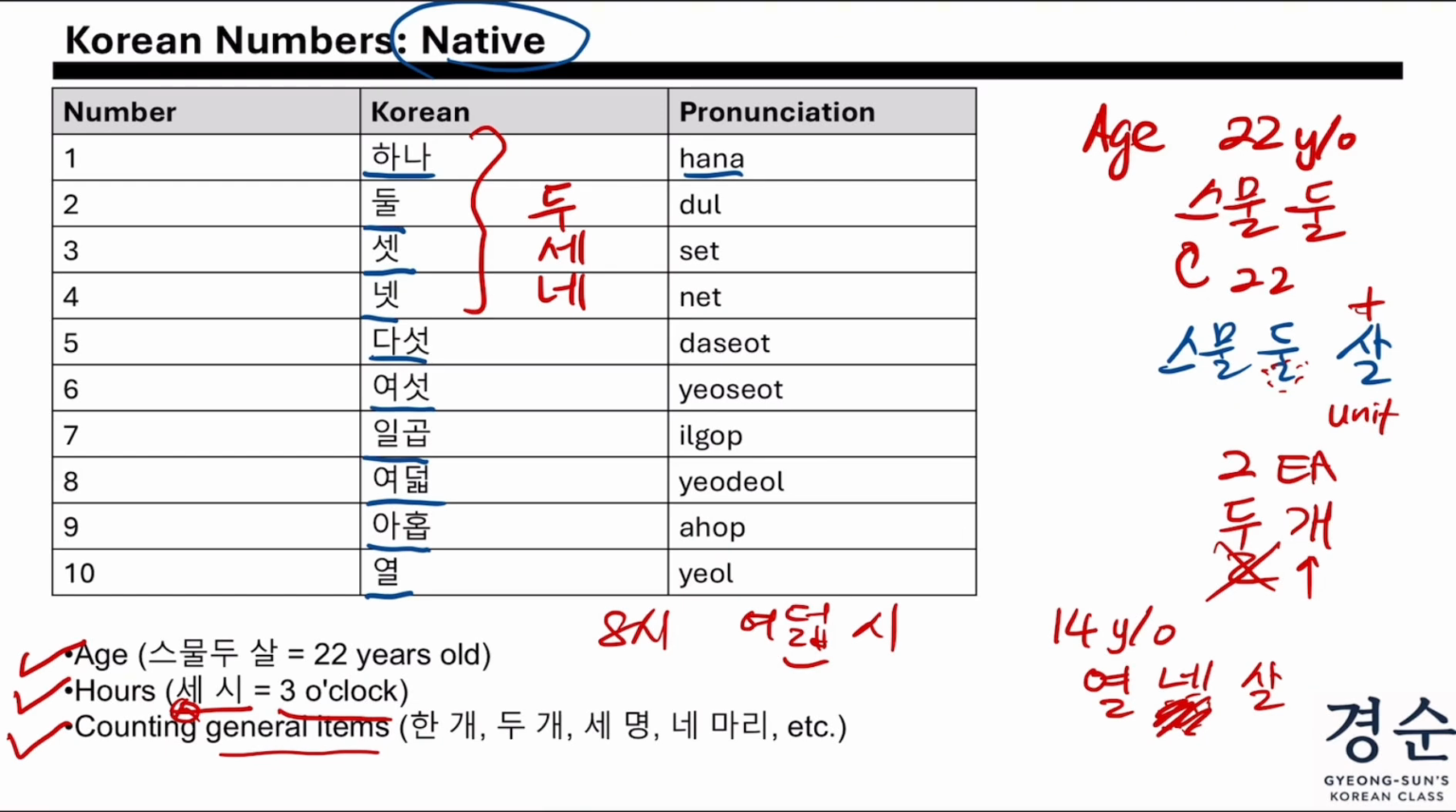Okay, and then the last one, general items. Before that, you see that it is hour, right? But how about minutes? In minutes, we do not count them in Native, but we count them in Sino numbers. So let me explain it later on.